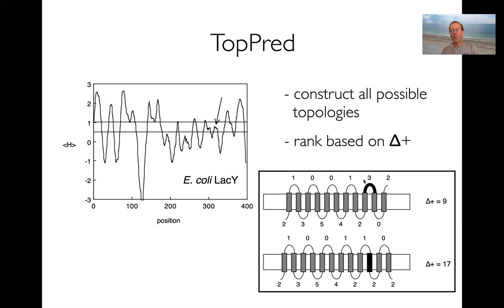And if you just sum up the difference in the number of charges, this side minus that side, you find the difference is 9 positive charges. The net bias is 9.